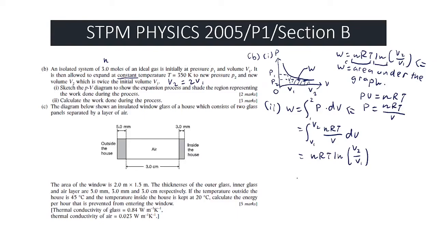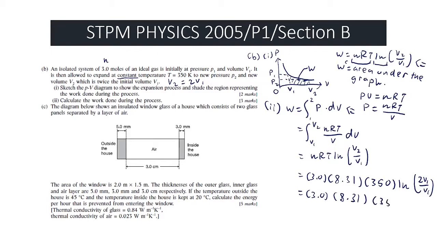And now we can start to calculate the work done. This is 3.0, this is 8.31, and the temperature is constant, 350, ln. Remember this V2 is given by 2V1, so we have 2V1 over V1, so 3.0 times 8.31 times 350 ln 2.